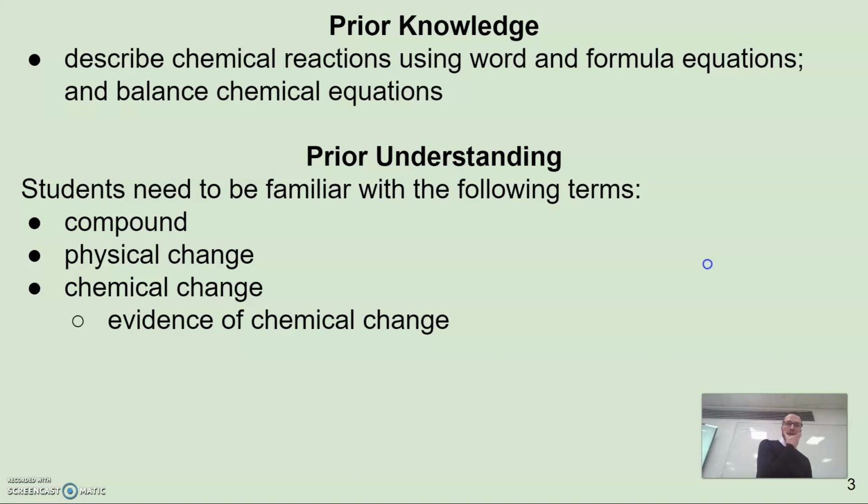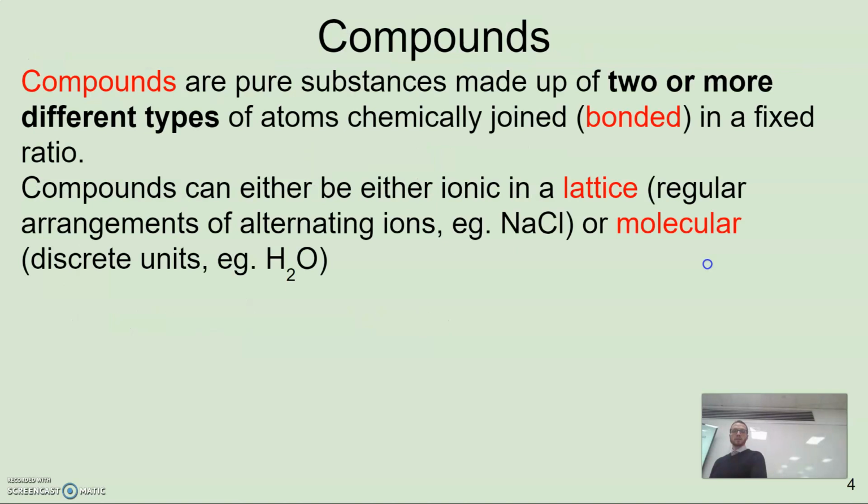Some prior knowledge, right? Things to consider: describing chemical reactions using word and formula equations, and balancing chemical equations, right? All that work we were doing last week while I was away. Prior understanding from even previous parts of chemistry or earlier parts in the course is: what's a compound, what's a physical versus a chemical change, and what are our pieces of evidence of a chemical change. So going through those things fairly quickly.